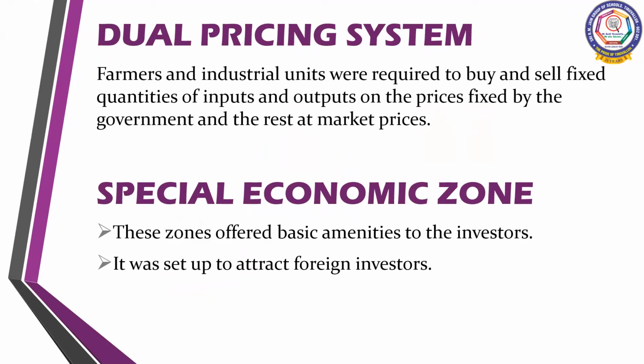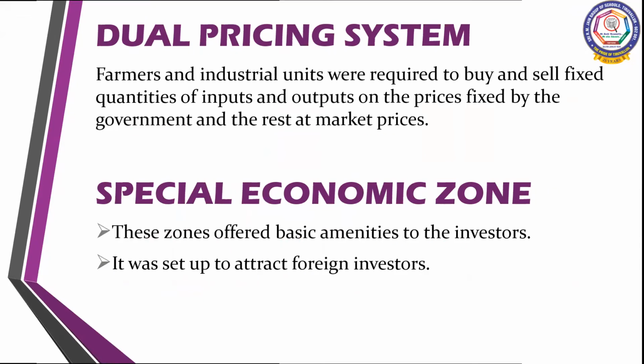As a part of China's economic reform, dual pricing system was introduced. Farmers and industrial units were required to buy and sell fixed quantities of inputs and outputs on the prices fixed by the government and the rest at the market prices. Two different prices were fixed for a product. Special economic zones were set up to attract foreign investors in China. These zones offered basic amenities to the investors.